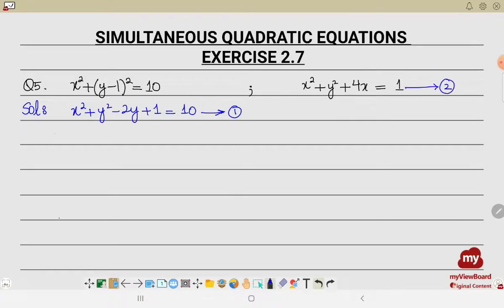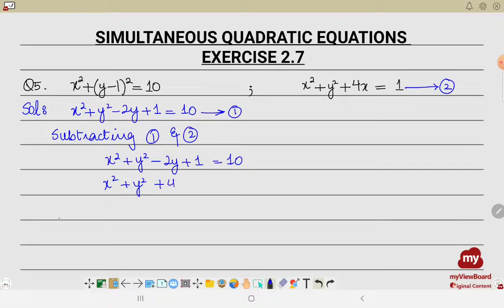So now we are going to subtract equation 1 and 2. Let's write down the equation number 1: x square plus y square minus 2y plus 1 equals 10. And x square plus y square plus 4x equals 1. While subtracting the equation, we are going to change the signs. We'll encircle the original signs, and below that, we are going to write down the different signs. If it is plus, then we'll write down minus. So now we are going to subtract them.